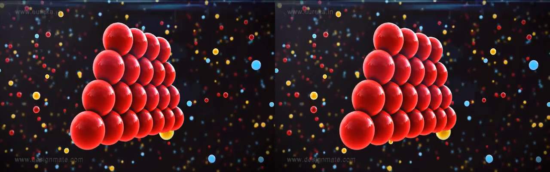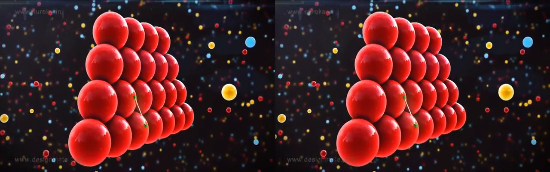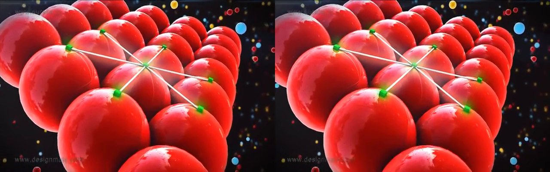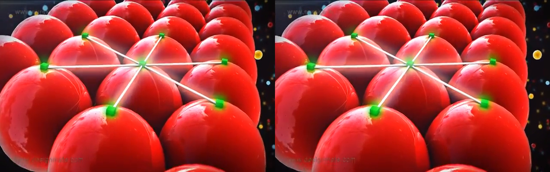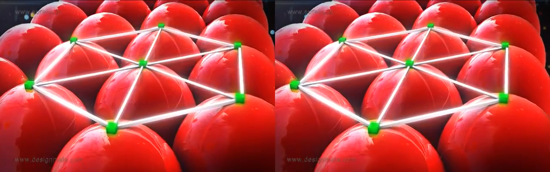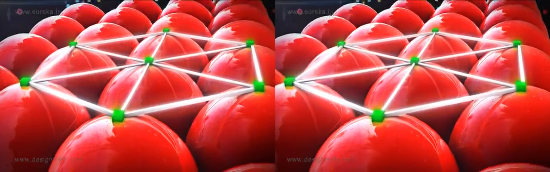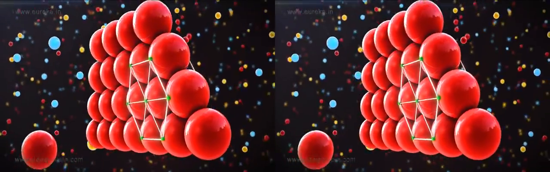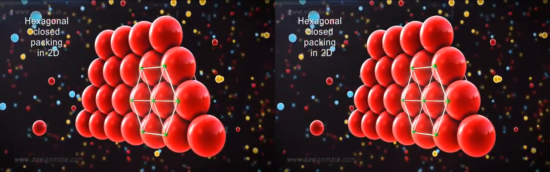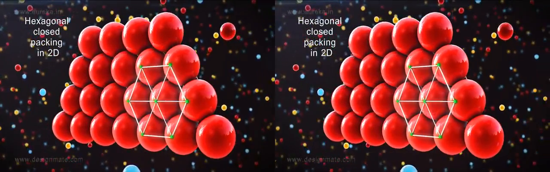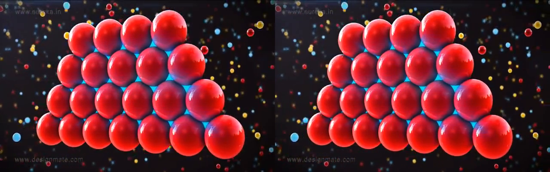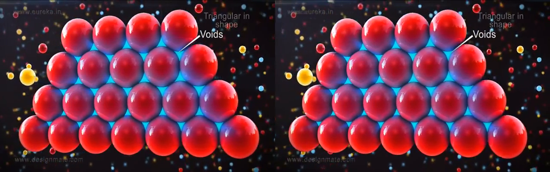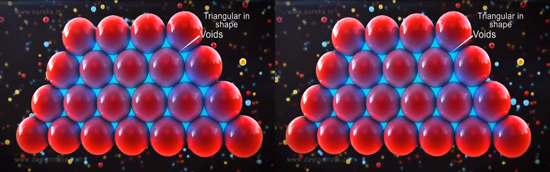This layer of spheres is designated as layer A. Each sphere in this layer is in contact with 6 other spheres. If we join the centers of these 6 spheres, a hexagon is formed. Thus, this arrangement is called the hexagonal close packing in 2 dimensions.